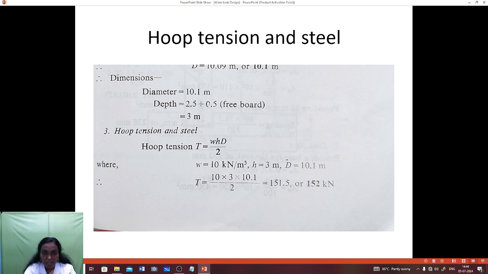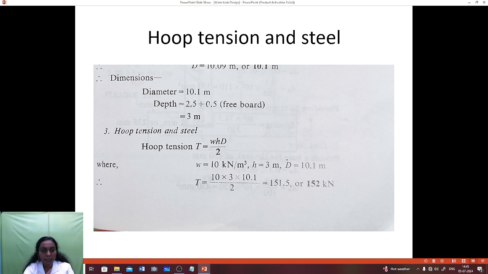Then next we provide freeboard. Freeboard must be provided on the circular water tank, as it is required for ventilation and so on. Okay. Then freeboard is 0.5 meter, we assume the value 0.5. Then the total depth of the water tank is 3 meter. Water in the tank means 2.5 meter, and the whole depth of the water tank is 3 meter.